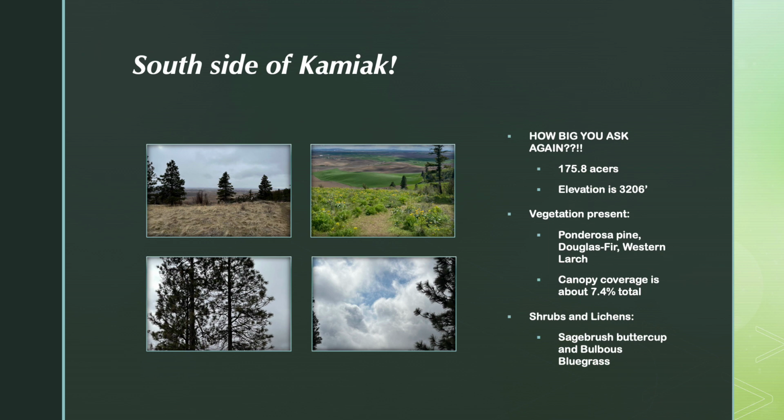About 7.4% of the canopy is covered in photosynthesizing material compared to the 47.3% on the north side. The shrubs over here are not as diverse, but the bulbous bluegrass is adapted to the area and it has shallow soils and is moist during the winter and spring months. This is their ideal environment, which is the south side of Kamiak Butte.